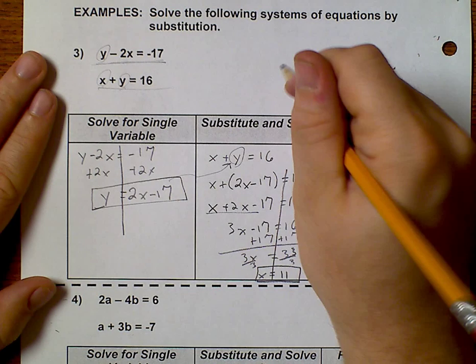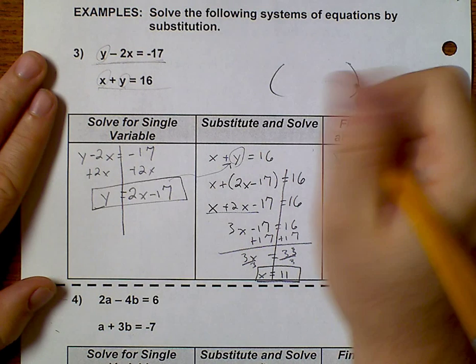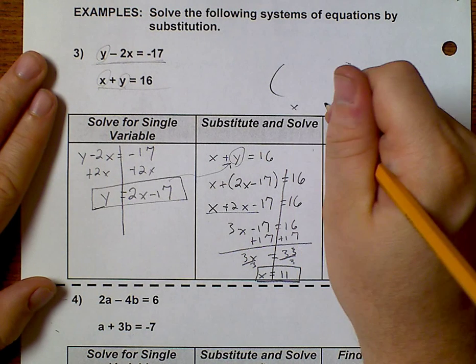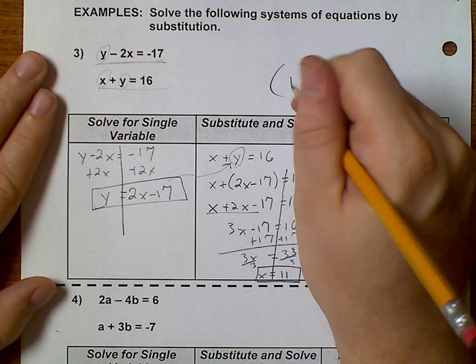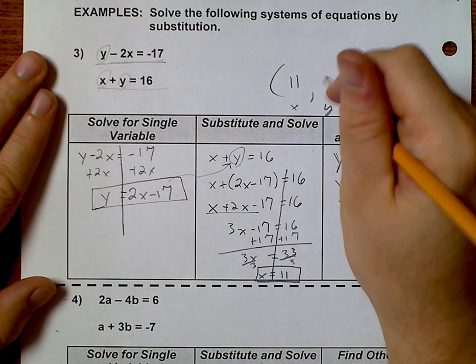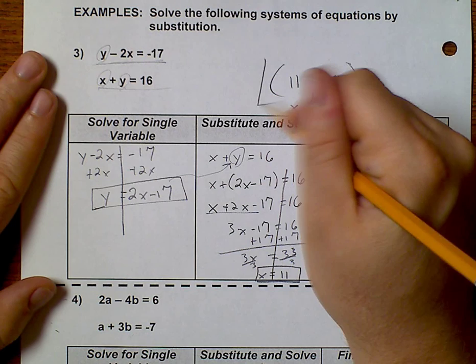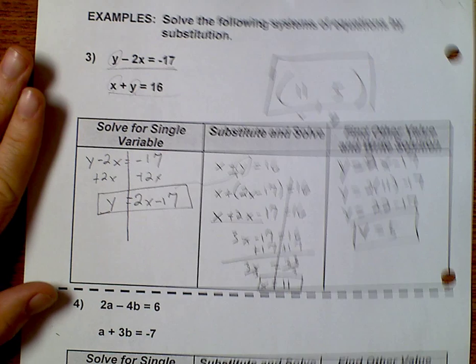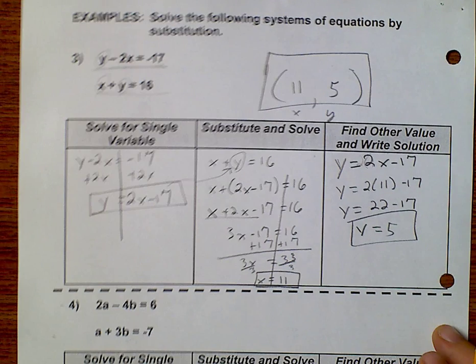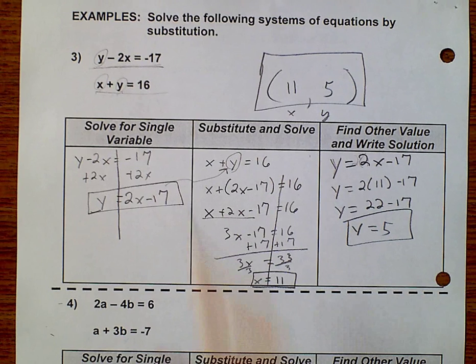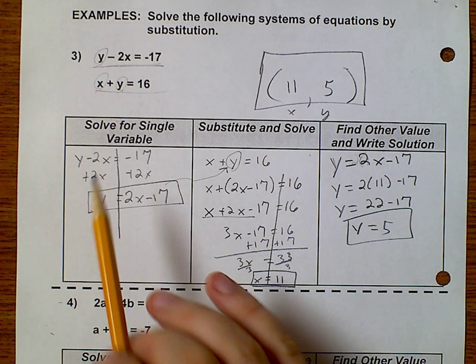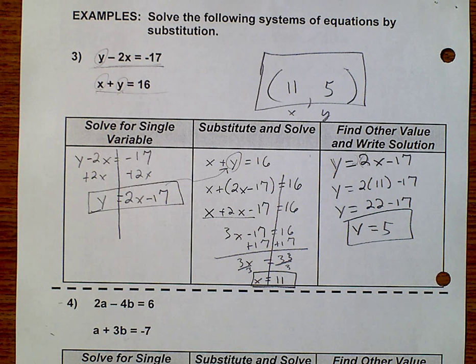And now I need to write my point. Remember, this is x, y. Well, my x value was 11, and my y value was 5. This is just one of several ways to solve this by substitution. I could have solved for this x here or that y here. Really didn't matter which one you choose. You should still get the same answers: x is 11 and y is 5.